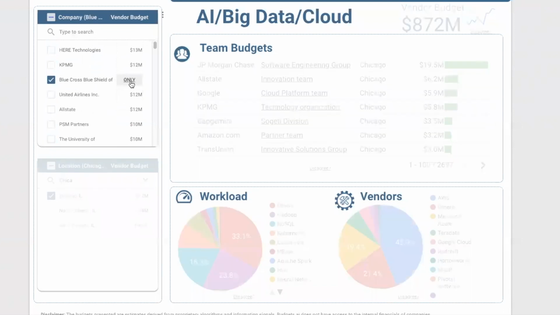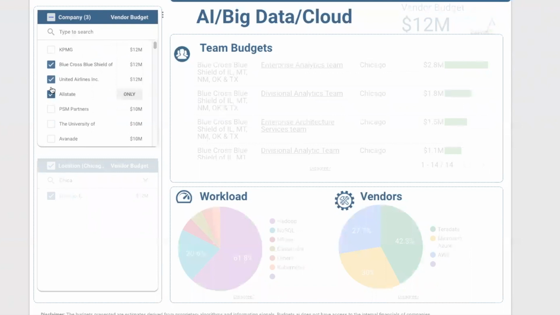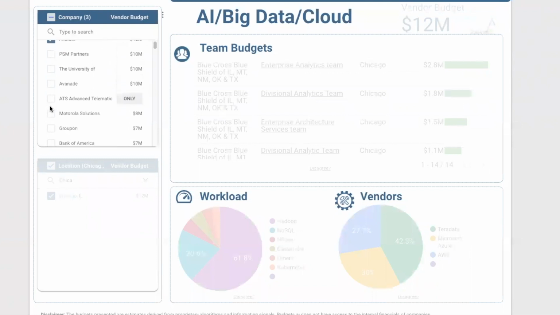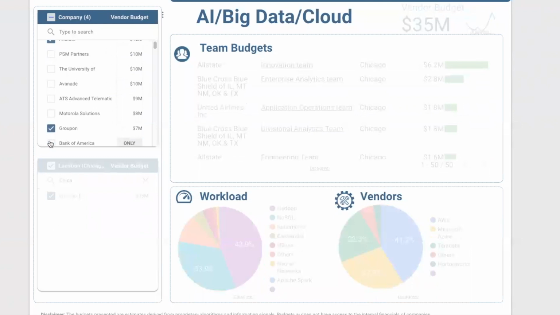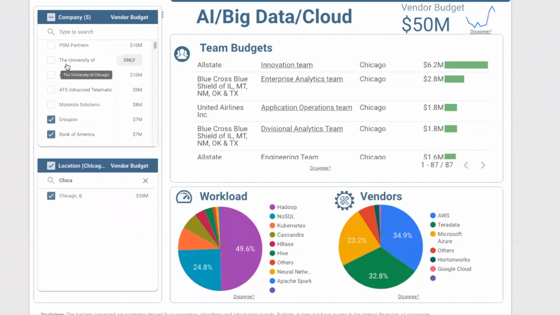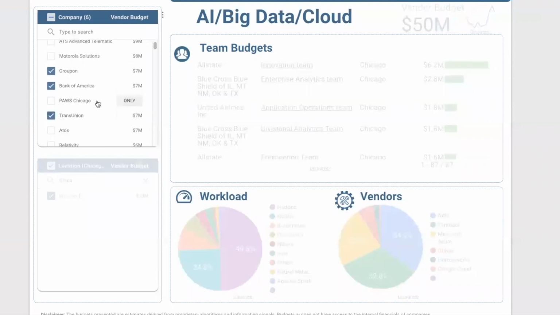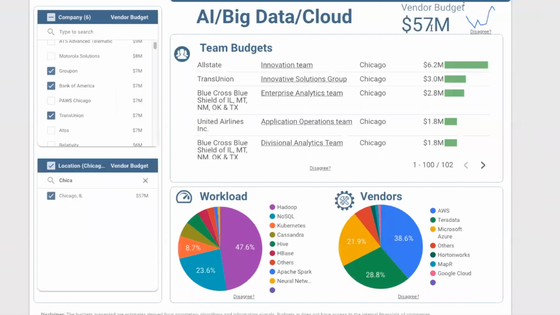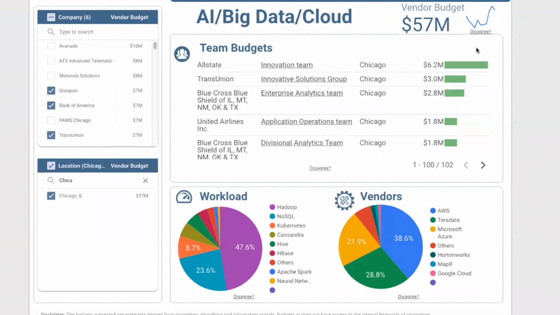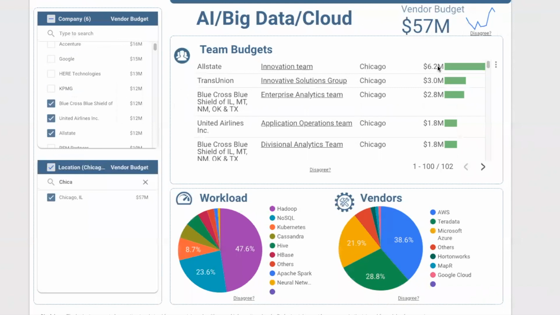That could be interesting. So you pick one company, and then you start adding the rest of the companies: Allstate, United Airlines. So you can just go down: Motorola, Groupon, Bank of America. So you can start picking up these companies that you feel are interesting or relevant. And once you do that, TransUnion. So if you add that, you will see that your total budgets are actually adding up here. So you can go up to, okay, I manage 10 accounts, or I want a total of 100 million to start tracking. And as you do that, all the teams are also getting sorted.